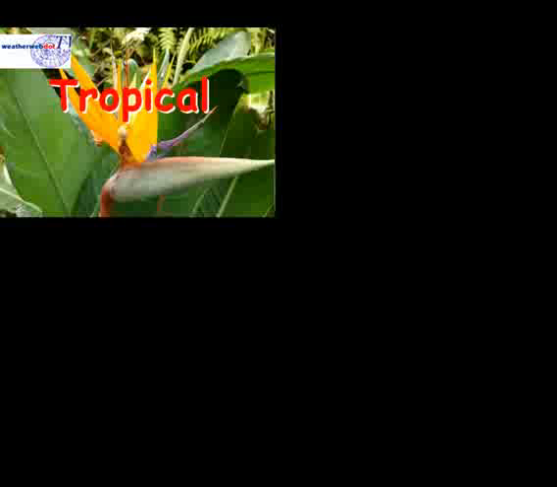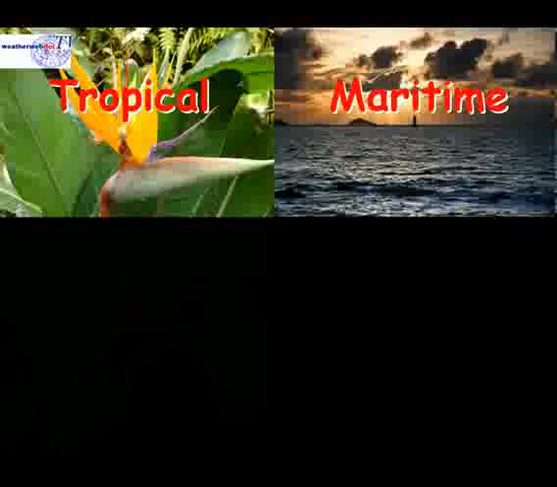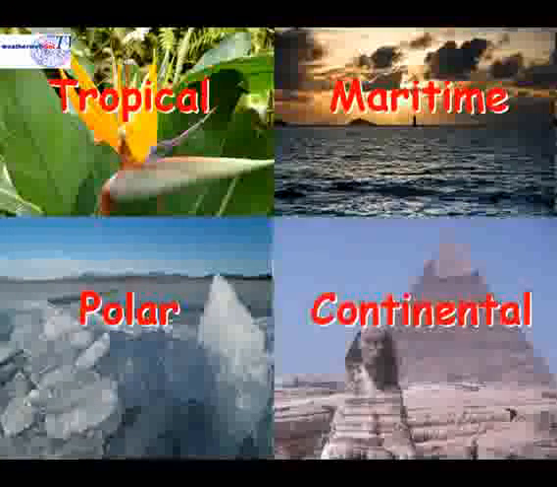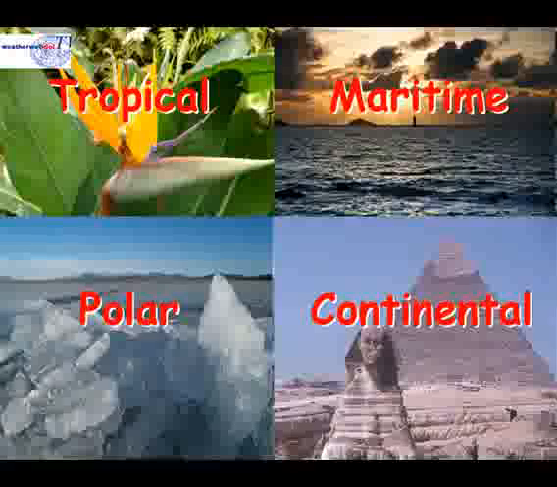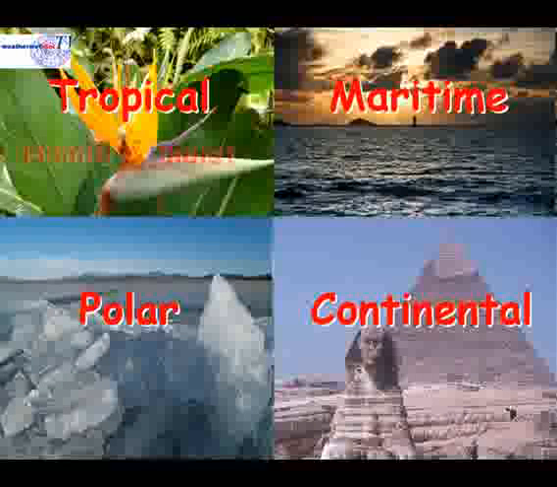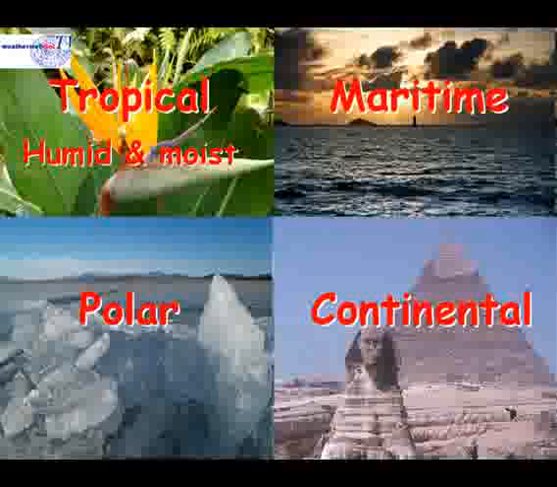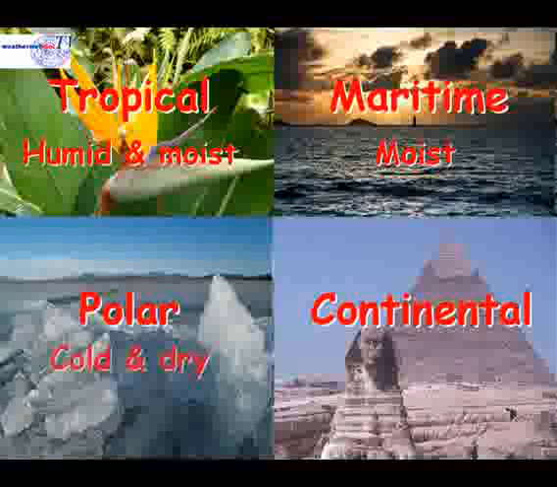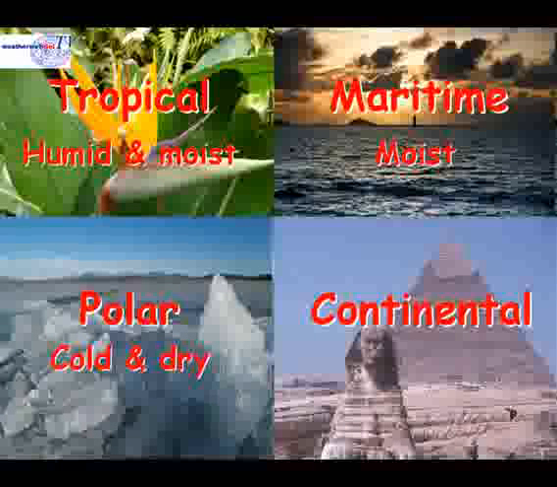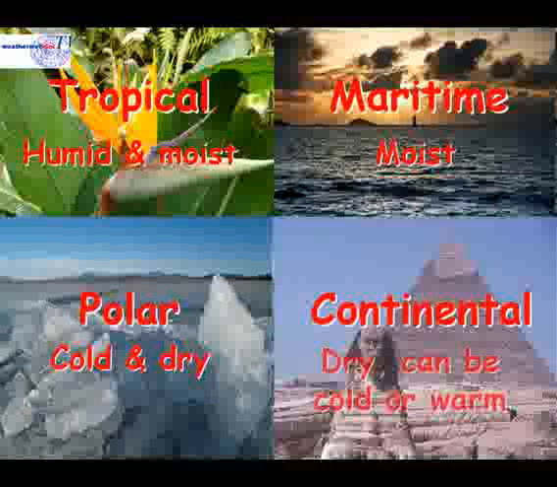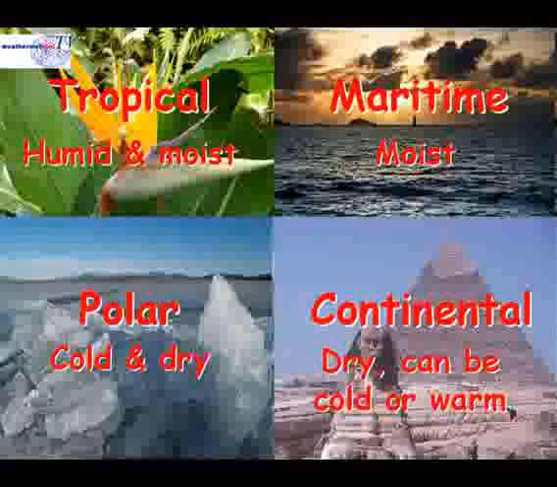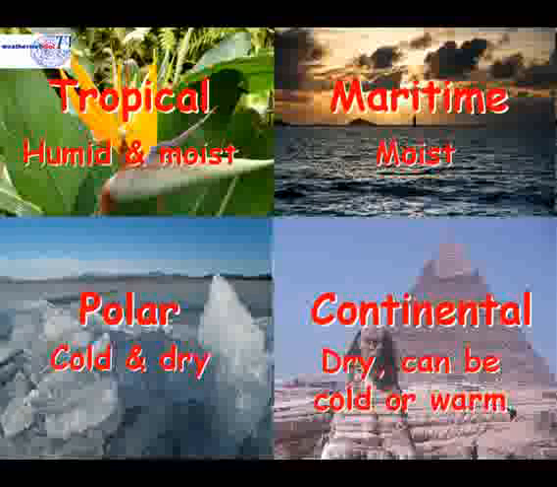So let's just look at those names again, and it's worth remembering these. We have tropical air, maritime air, polar air or Arctic air, and also continental air. Each one of these air masses brings its own particular type of weather. For tropical air, it's humid and moist. Maritime air is moist because it's over the sea. Polar or Arctic air is generally cold and rather dry. Continental air is dry, and that can be cold or warm depending on the season and depending on the landmass that the air has originated over.